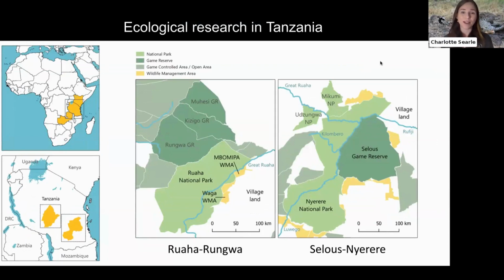I started working with Lion Landscapes in Ruaha Rungwa in 2017 when I started my PhD research, where I was looking at the ecology of large carnivores, but particularly focusing on leopard, this guy, in that landscape. I've been working with Lion Landscapes ever since, but since 2020, I've been focusing more on Selous Nyerere, where I've been leading large carnivore surveys and delivering training in carnivore monitoring techniques to our partners from protected area management authorities.